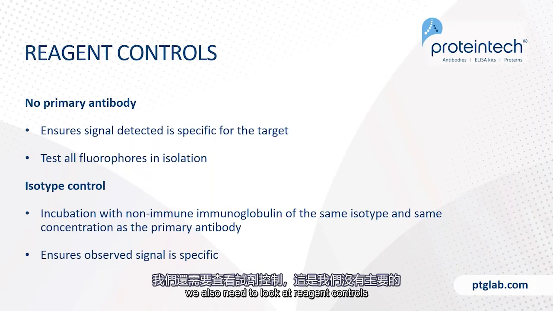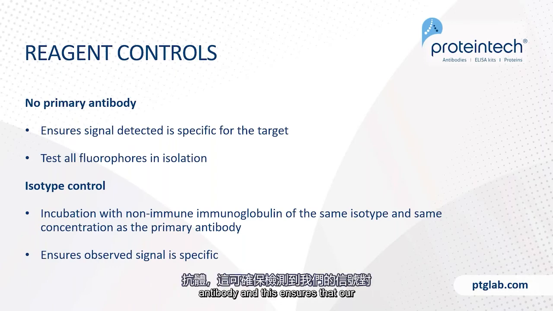We also need to look at reagent controls, and this is where we have no primary antibody, and this ensures that our signal is detected as specific for the target. We also need to test all our fluorophores or chromogens in isolation, and again, this ensures any background noise we're seeing is not specific to our target.